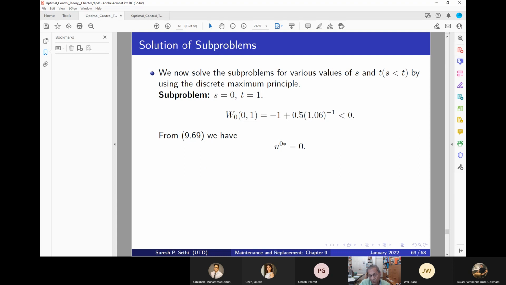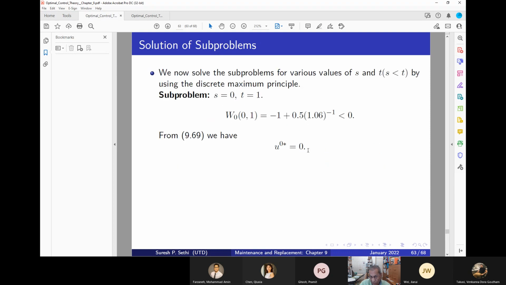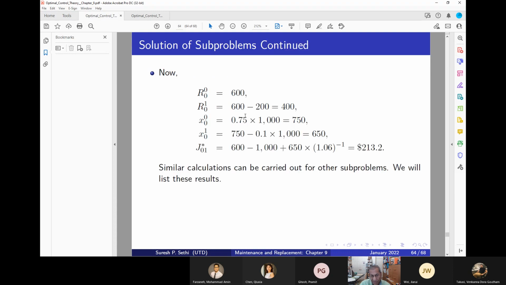So the machine I buy at 0 and sell at 1, optimal maintenance is 0. This is the maximum principle. So once I have U0, I can find all of the R's and S's for that control using the difference equations. Like R0 is 100, 600, R01 is 6 minus 2, and so on. And I get the optimal value of this system, J01 star. It's $213.20.